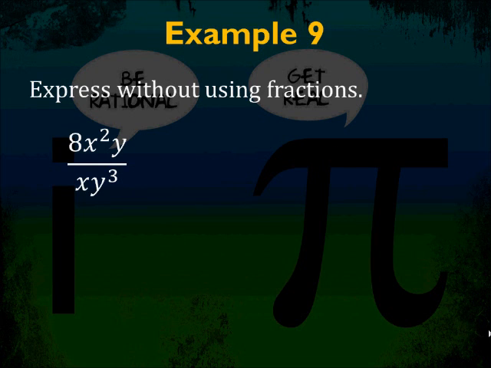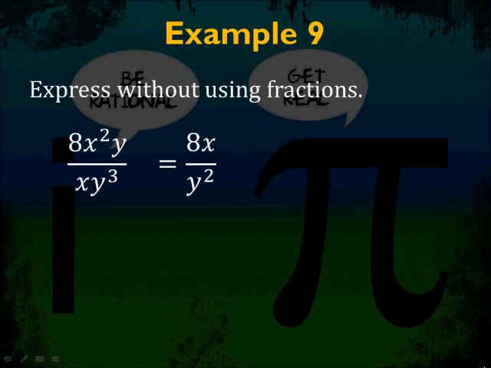Number 9, 8x squared y over xy cubed. So before you do anything, let's simplify the expression. The x squared and the x simplify to an x on the top. The y and the y cubed, that leaves us a y squared on the bottom, because again, if you learned yesterday, if you have a fraction with an exponent bigger in the denominator than the numerator, you will subtract 3 from 1, so you get 8x over y squared.